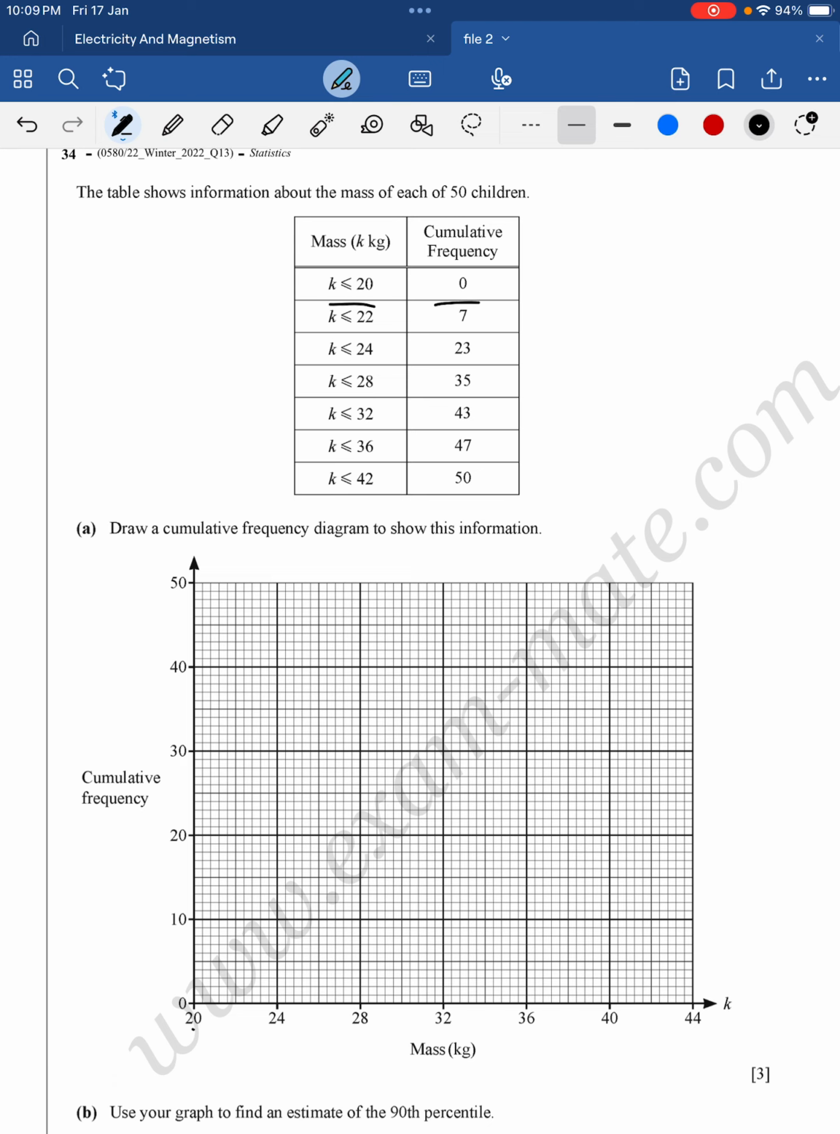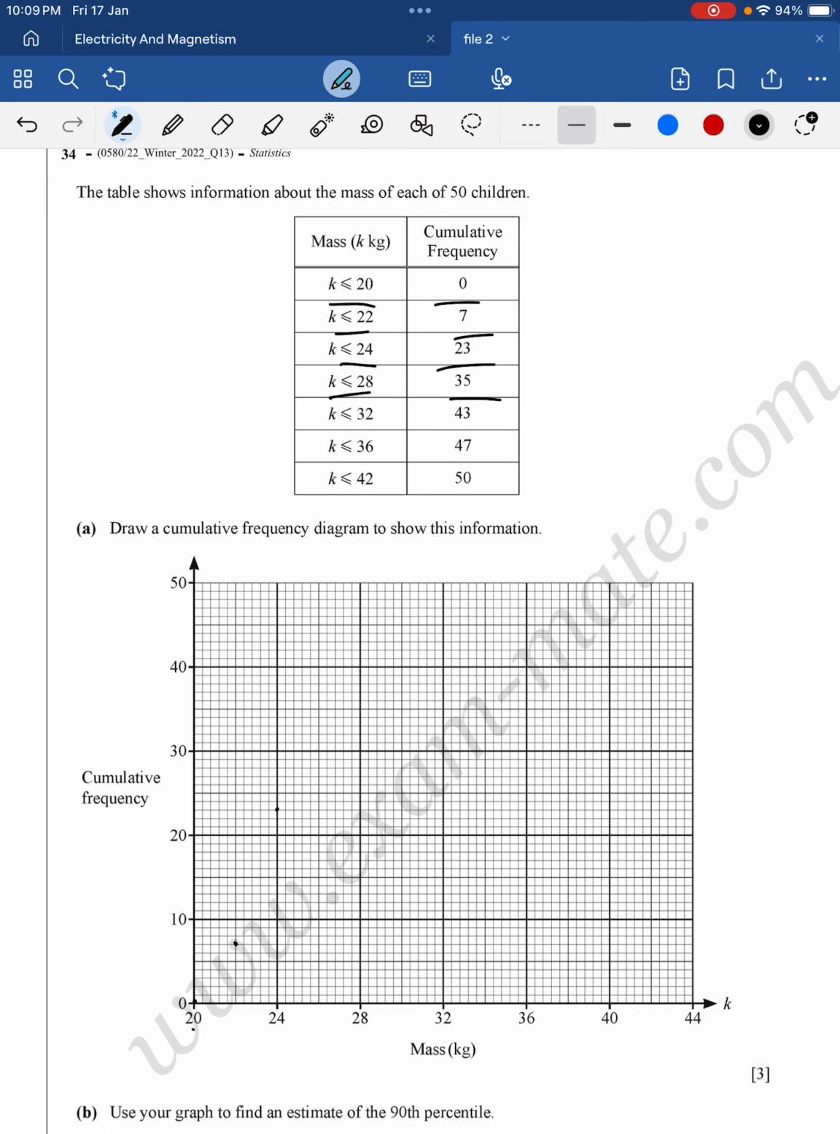So this is 20 for 0. This is the main starting point. Second is 22, 7. So 20 and 24. So this is 22, and in 22 we have 7. So it means this is 0, 2, 5, 6, 7. So this will be 7. Right? 8, 9, 10. Then 24 is 23. So 24 is 23. This is 10, 20. This is 20 and 23.